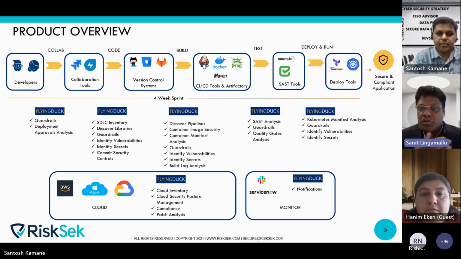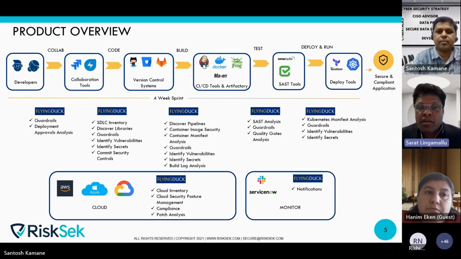Right? In a similar way, when you go to the build, again, you integrate something with Jenkins. We discover all your pipelines. We analyze the security within the pipelines, identify the guardrails, identify the secrets as part of the entire process. Right? Same thing with the testing. We integrate with multiple tools, for example SonarQube or any other tool. At the end of the day, we will be correlating all this information.